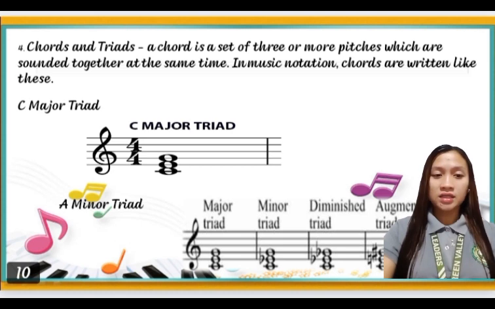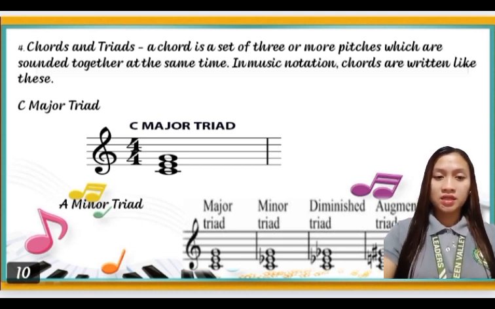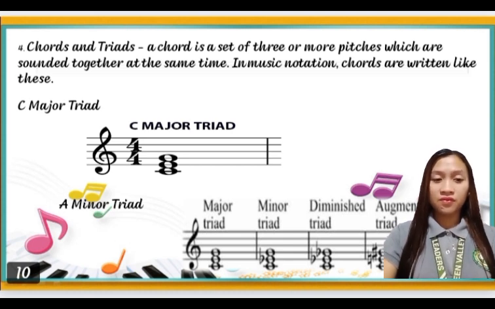On the other hand, a C minor triad includes C, which is the root, E flat, which is the minor third above the root, and G, a perfect fifth above the root. So the formula of a minor triad is root, minor third, and perfect fifth. This gives the C minor triad a somewhat somber or melancholic quality compared to the major triad.